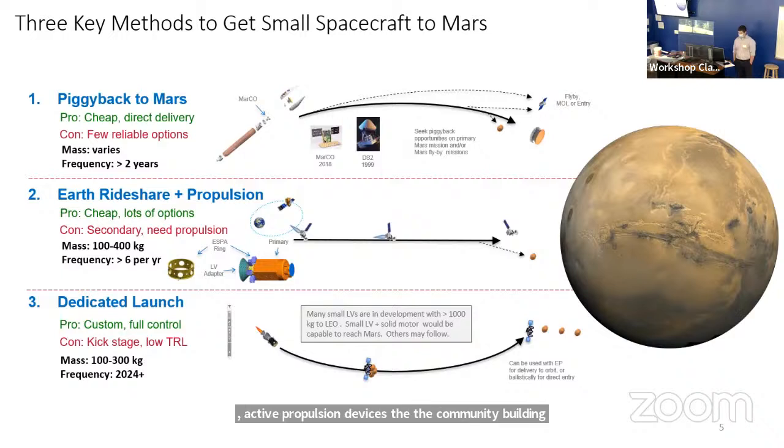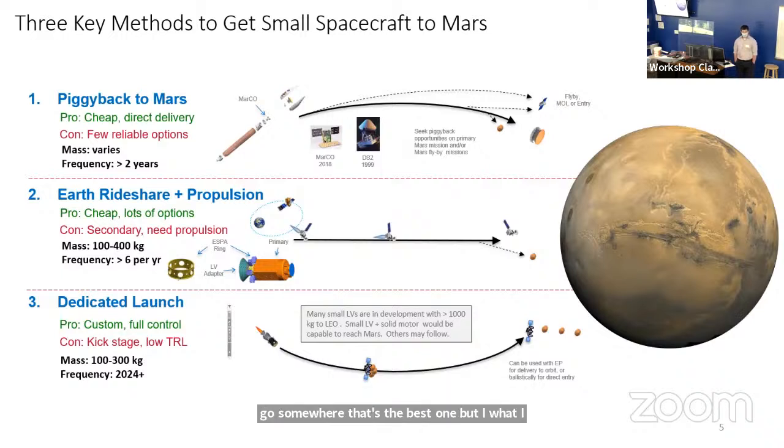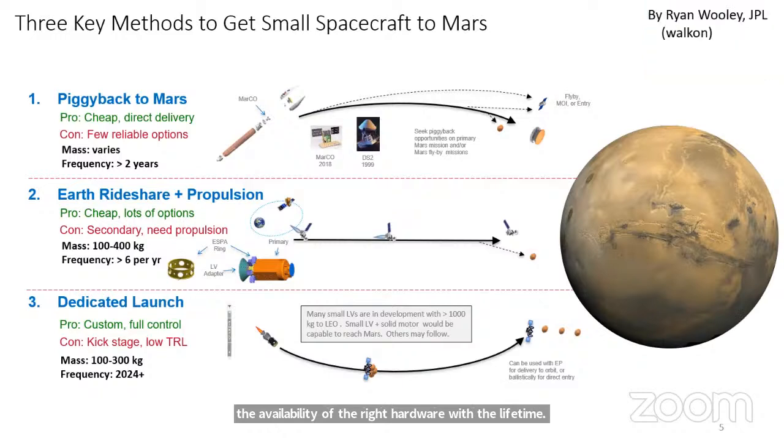I don't know if it's true in the upper end of ESPA. It was all very experimental. I know some of the companies that we looked at back then aren't even around anymore. Are you familiar with what that community looks like? Does it look like there are going to be viable vendors to provide that size of electric propulsion motor for that option number 2 you have there? Because I think in terms of opportunity to go somewhere, that's the best one. But what I found is the availability of the right hardware with the lifetime and the TRL was the big problem. Yes, that's definitely a challenge, and we have been looking at that extensively.